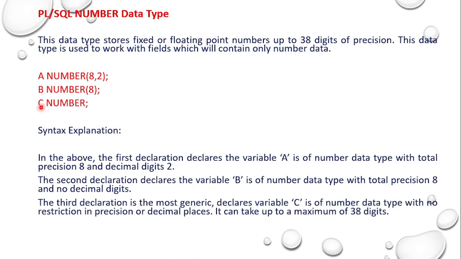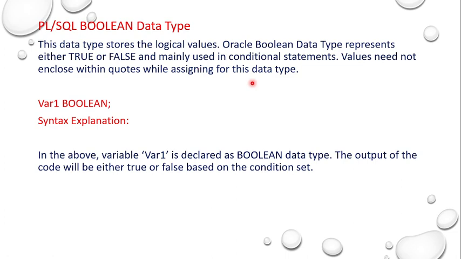Next is the Boolean data type, which always stores logical values. You need not enclose them in quotes while assigning this data type. In the syntax explanation, variable 1 is declared as a Boolean data type, and the output of the code will be either true or false based on the condition set.